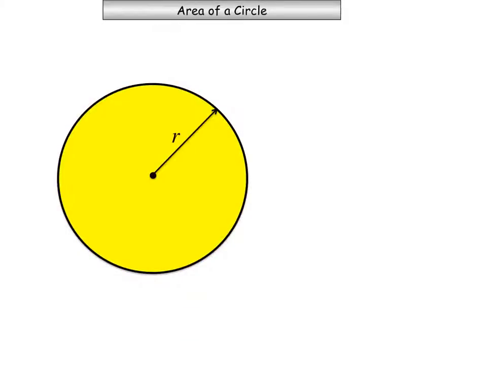Welcome back, guys. In this lesson we're going to have a look at the area of a circle and how that's being developed. So we know that the area of a circle is given as pi r squared, but have you ever thought about why that happens? So why is this the formula? Area equals pi r squared.